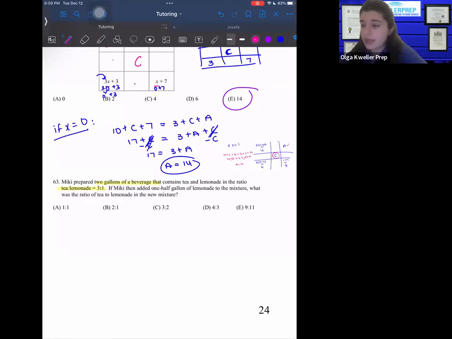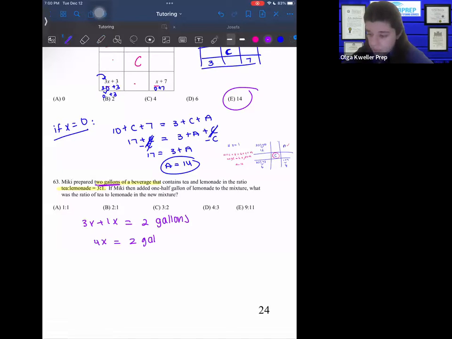Okay, so I know that 3x plus 1x altogether is giving me 2 gallons, right? Because they told me that he mixed it in this ratio, and altogether we've got 2 gallons. So what this means is 4x is equal to 2 gallons. And if I divide both sides by 4, I understand that x equals 0.5, or half a gallon. So what does that mean? That means that originally I have 1.5 gallons of tea.